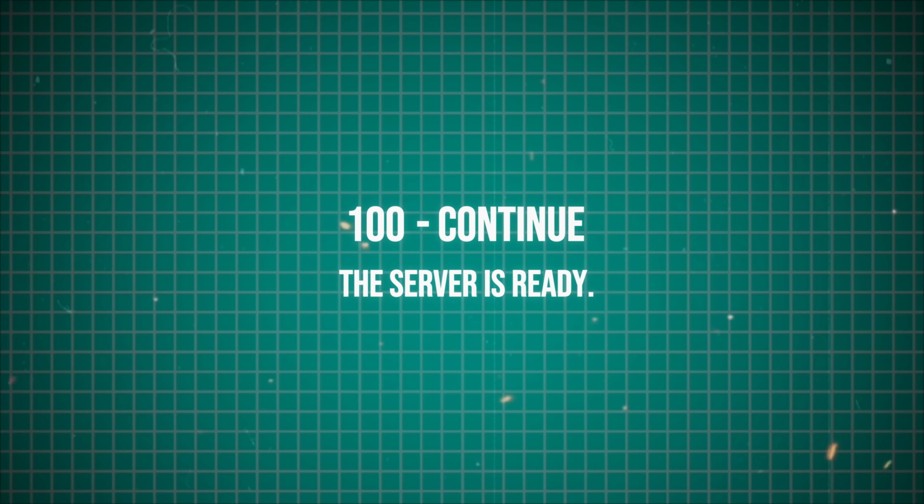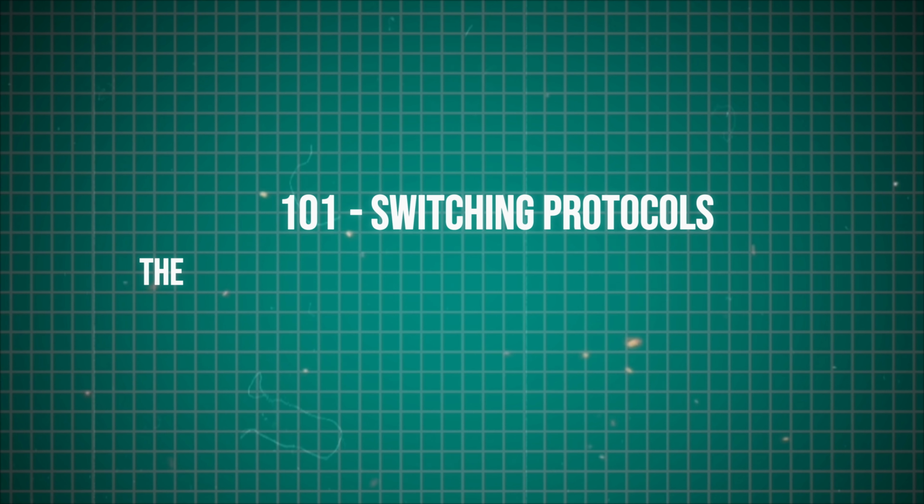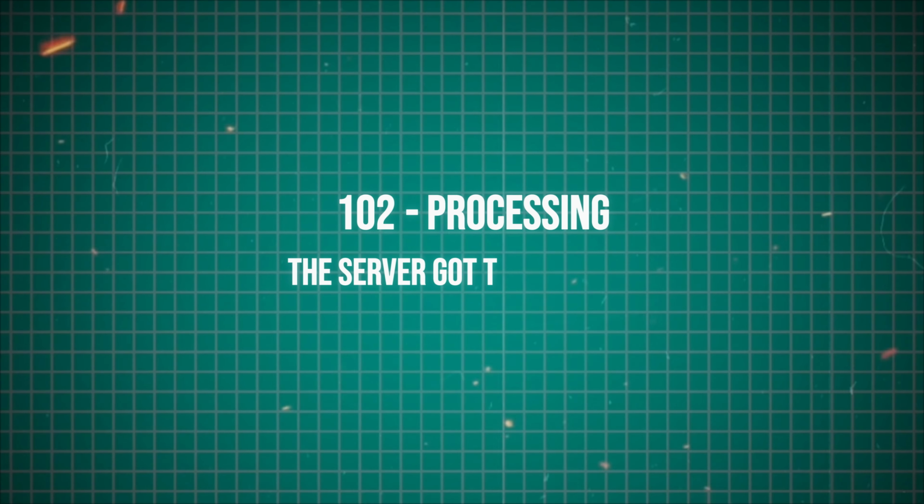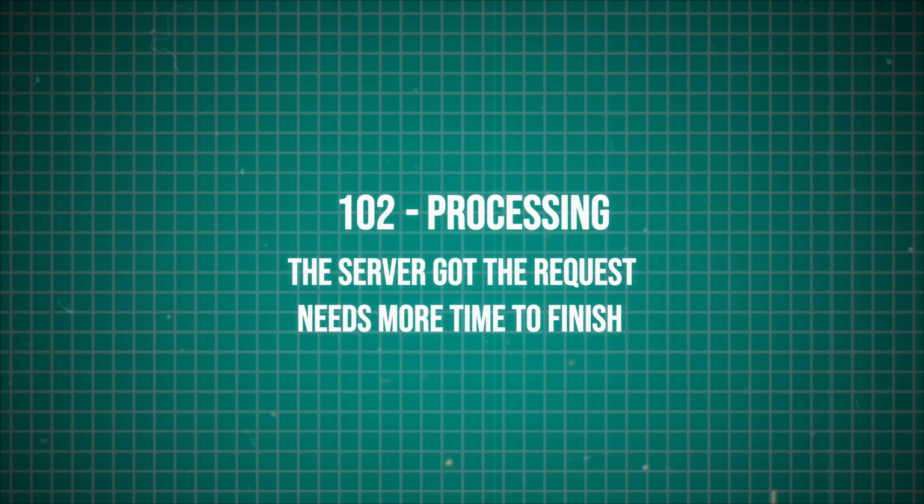For examples, 100 continue, the server is ready, send the rest of the request. 101 switching protocols, the server is switching to a different connection like HTTP to WebSocket. 102 processing, the server got the request but needs more time to finish it.